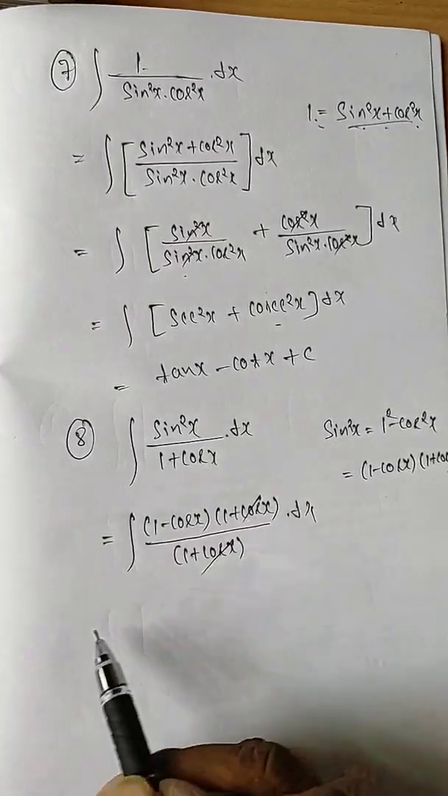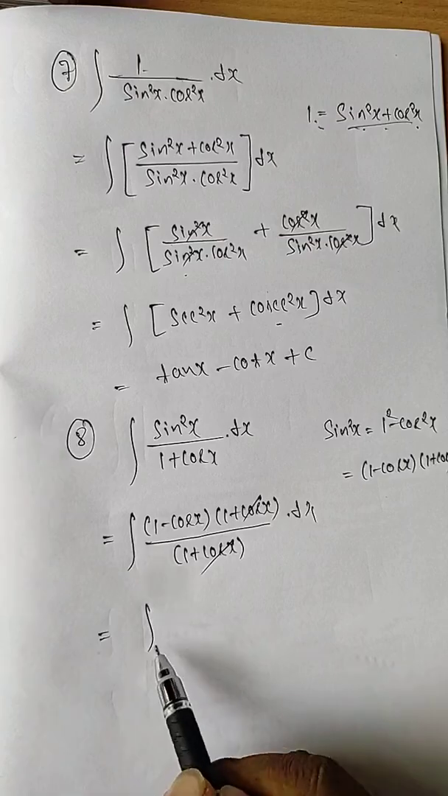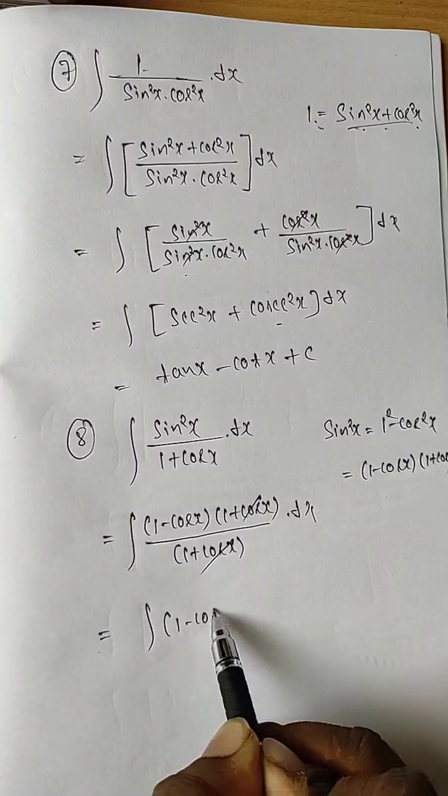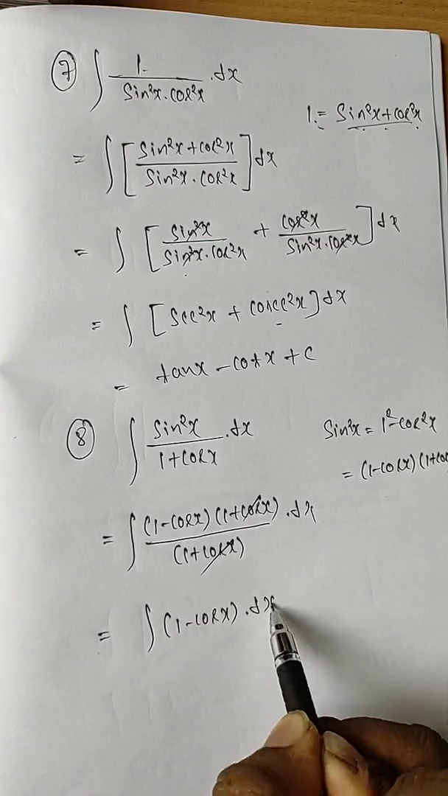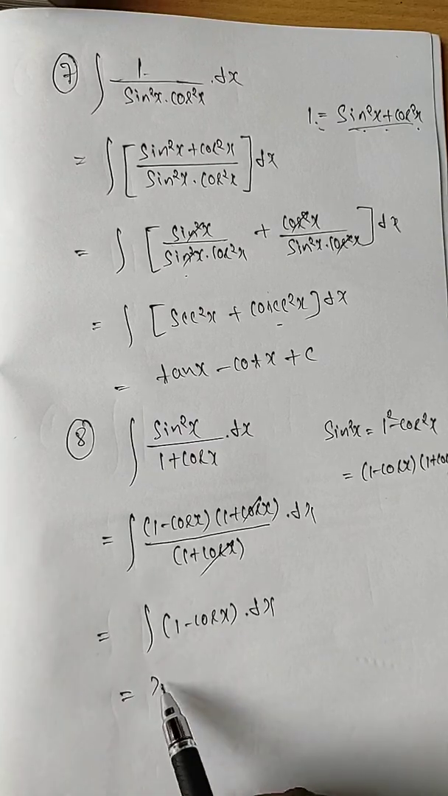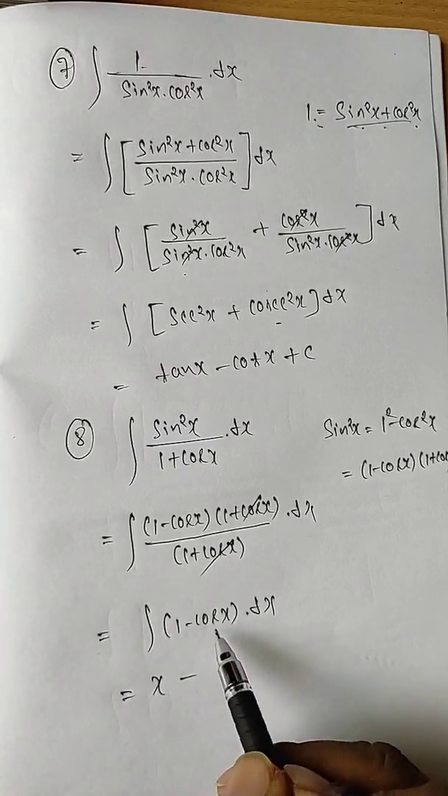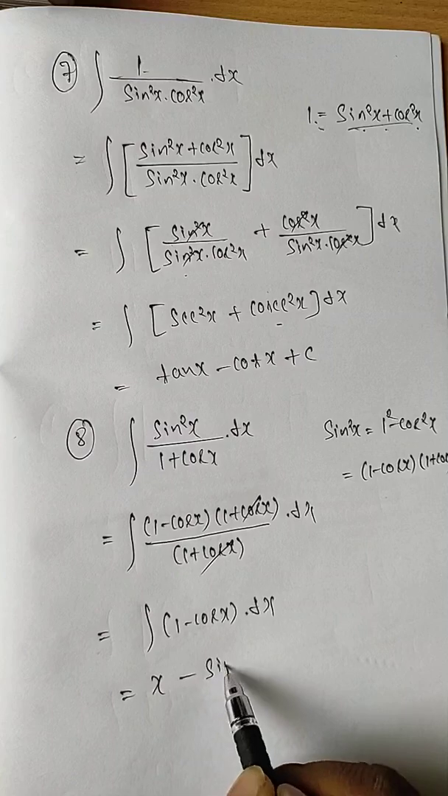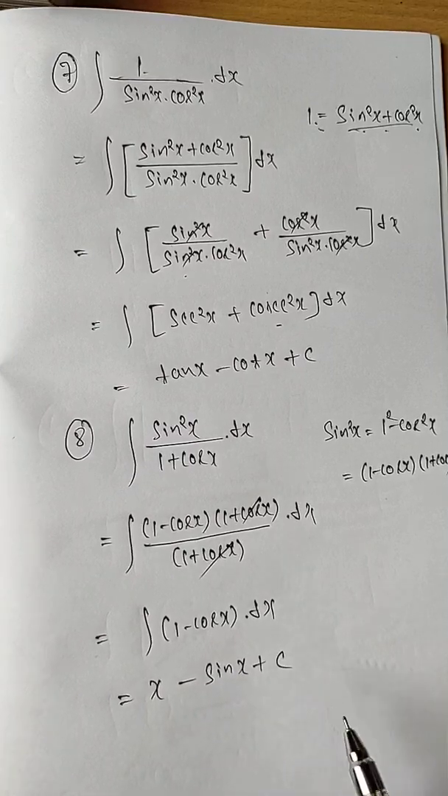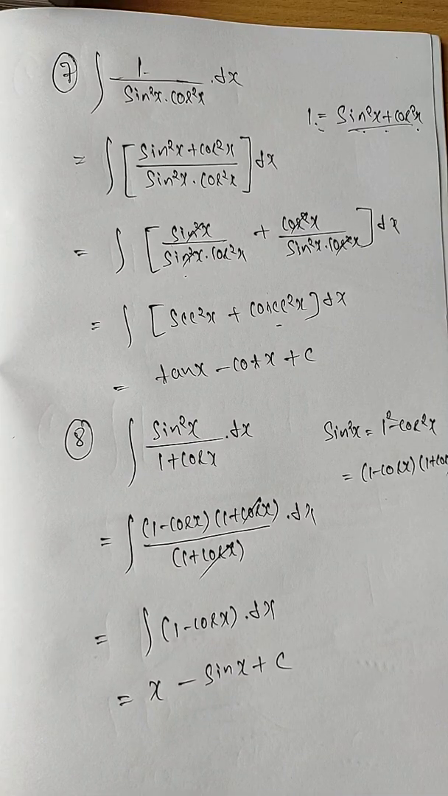Here 1 plus cos x cancels. So what we are left with is the integration of 1 minus cos x. The integration of 1 is x minus, what is the integration of cos x? The integration of cos x is sin x plus c. So the answer is x minus sin x plus c. So this is the problem.